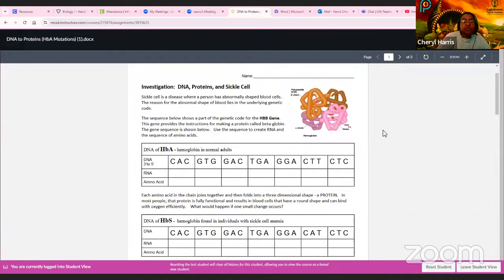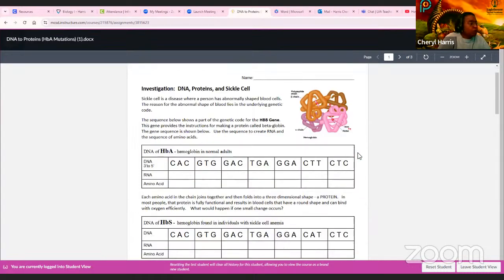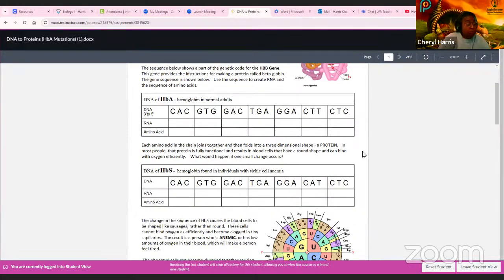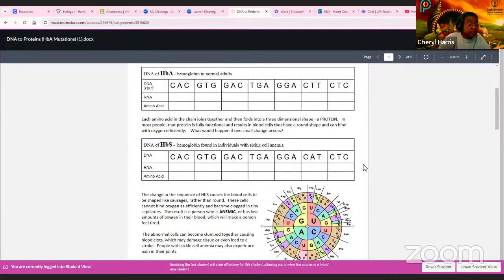All right. So what this one does is we're looking at mutation. So this is our mutation page. In particular, we are making the protein hemoglobin. And hemoglobin, most of you have heard of it. If you've ever been to the doctor, they're looking at your hemoglobin count. That is your red blood cells. So we are looking at what a normal code for hemoglobin would be and an abnormal code for hemoglobin. So that's what this exercise is.